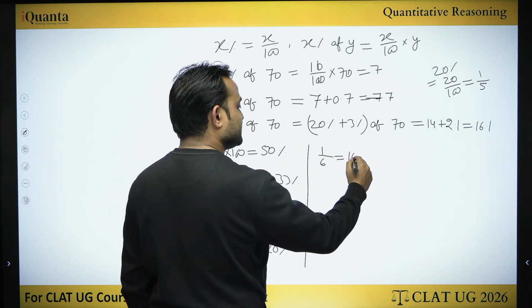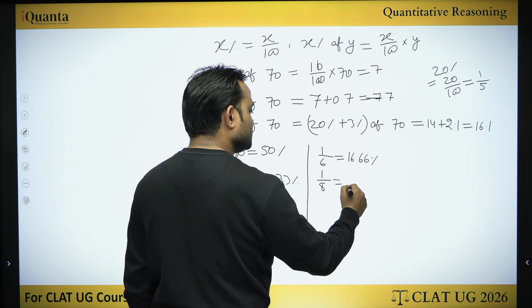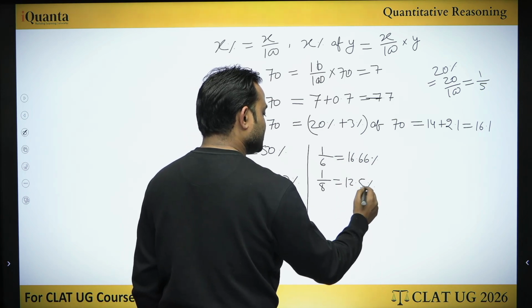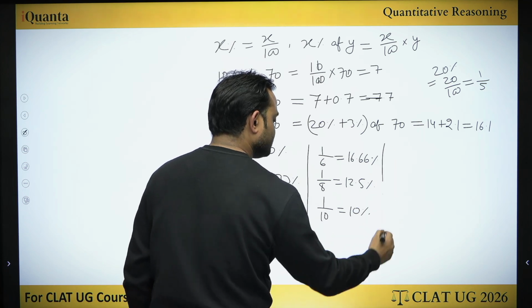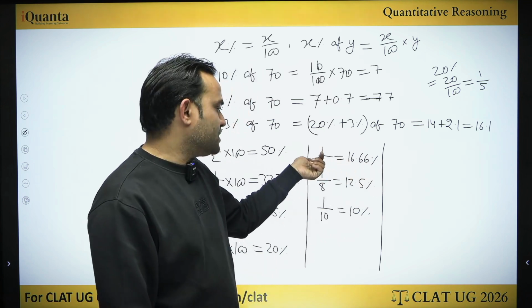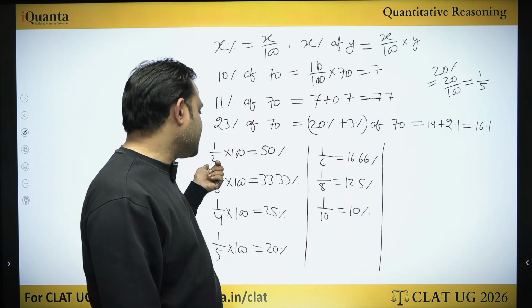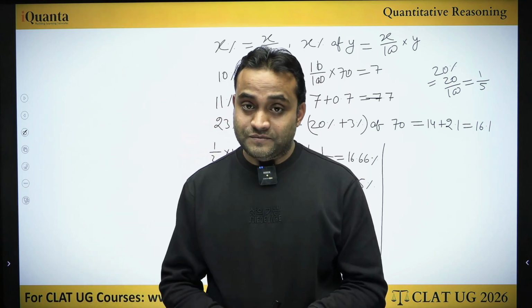This is 16.66%. 1 by 8 is equal to 12.5%, and 1 by 10 is equal to 10%. So you should know some conversions, so that if this percentage is mentioned, you can use this fraction. If this fraction is mentioned, you can use this percentage as per the requirement.